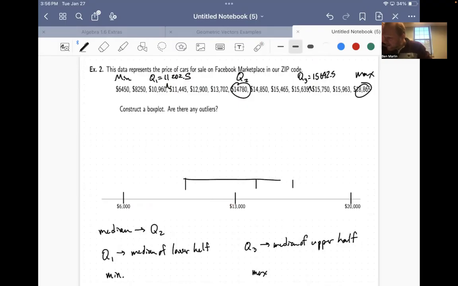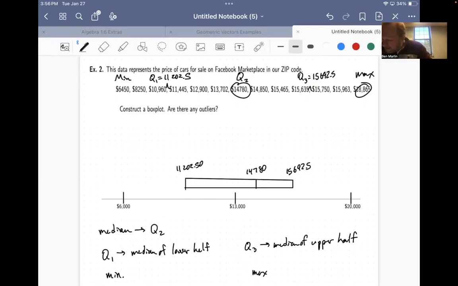And then we're trying to make a box out of these. My box isn't going to be all that great. Sorry about that. Okay. And I'm going to go ahead and jot down on this the 11,202.50, the 14,780, and the 15,692.5. Okay, now we got to get our max and our minimum in here.